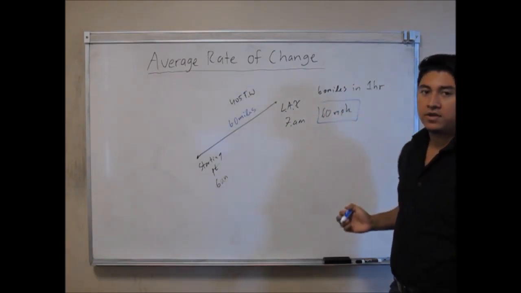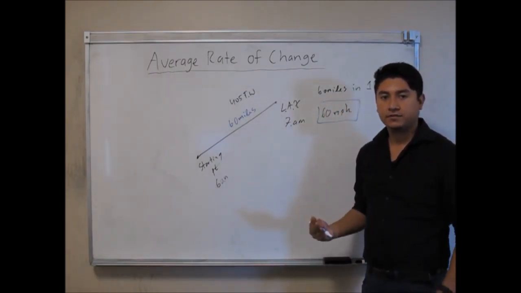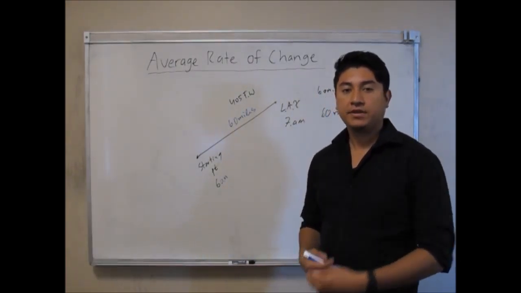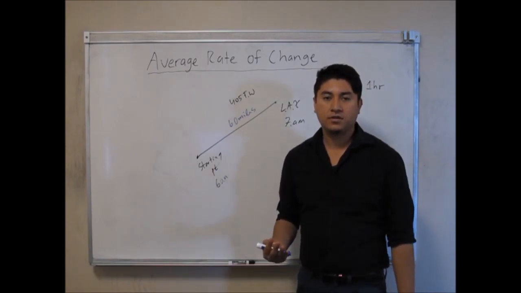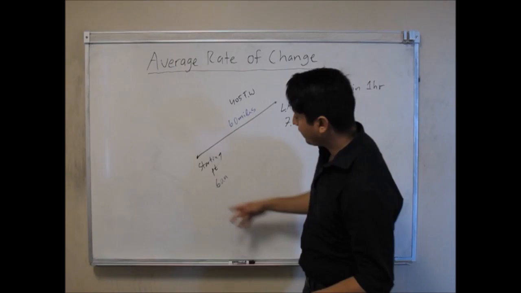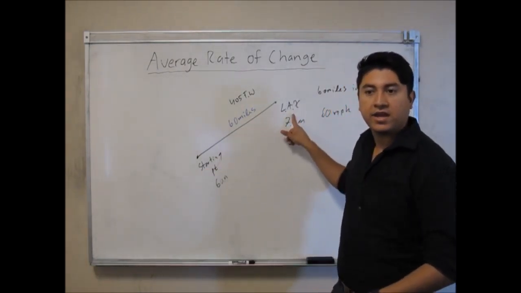So this 60 miles per hour right here is what is known as the average rate of change. So in other words, it is an average rate of change of the distance traveled with respect to time within the 1 hour driving from the starting point to LAX.